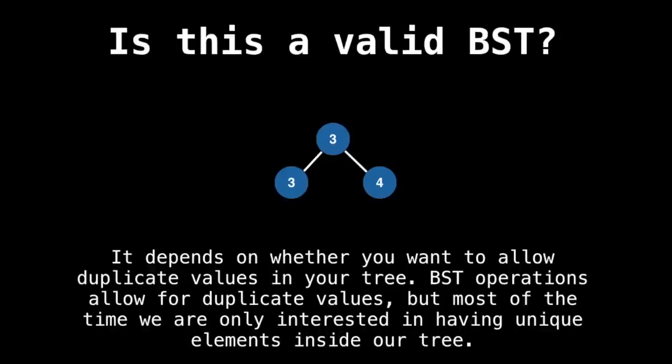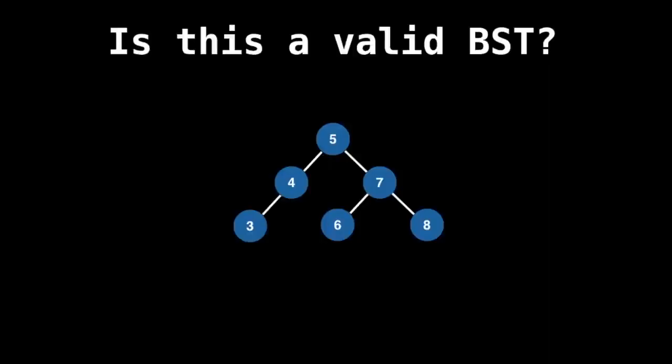And this one, we could say it depends on whether you want to allow duplicate values inside your tree. It so happens that binary search tree operations allow for duplicate values. There's nothing wrong with that. But most of the time, we're only interested in having unique values inside our tree. So this particular tree depends on what your definition of a binary search tree is. How about this tree? Yes, this is a binary search tree.